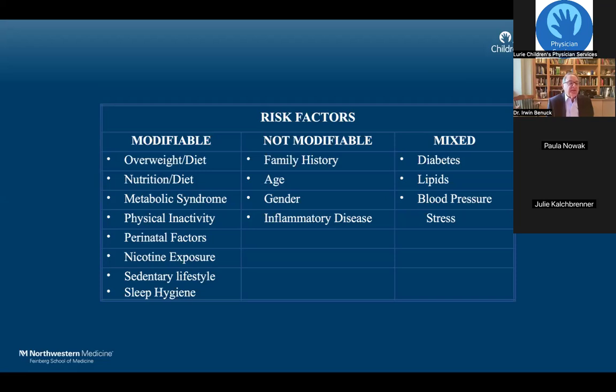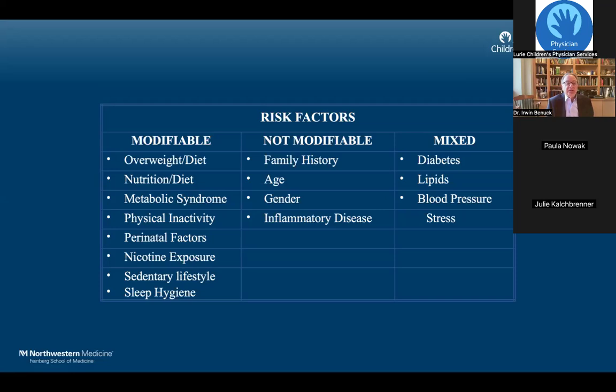So those include overweight and obesity, nutrition, metabolic syndrome. You can see it on the left part of that slide. In the middle are not modifiable. Unfortunately, you're born with the genes you're born with. As you age, you certainly become more at risk. Gender is a factor. And some people who have inflammatory diseases like rheumatoid arthritis, dermatomyositis are certainly, again, more at risk for coronary artery disease.